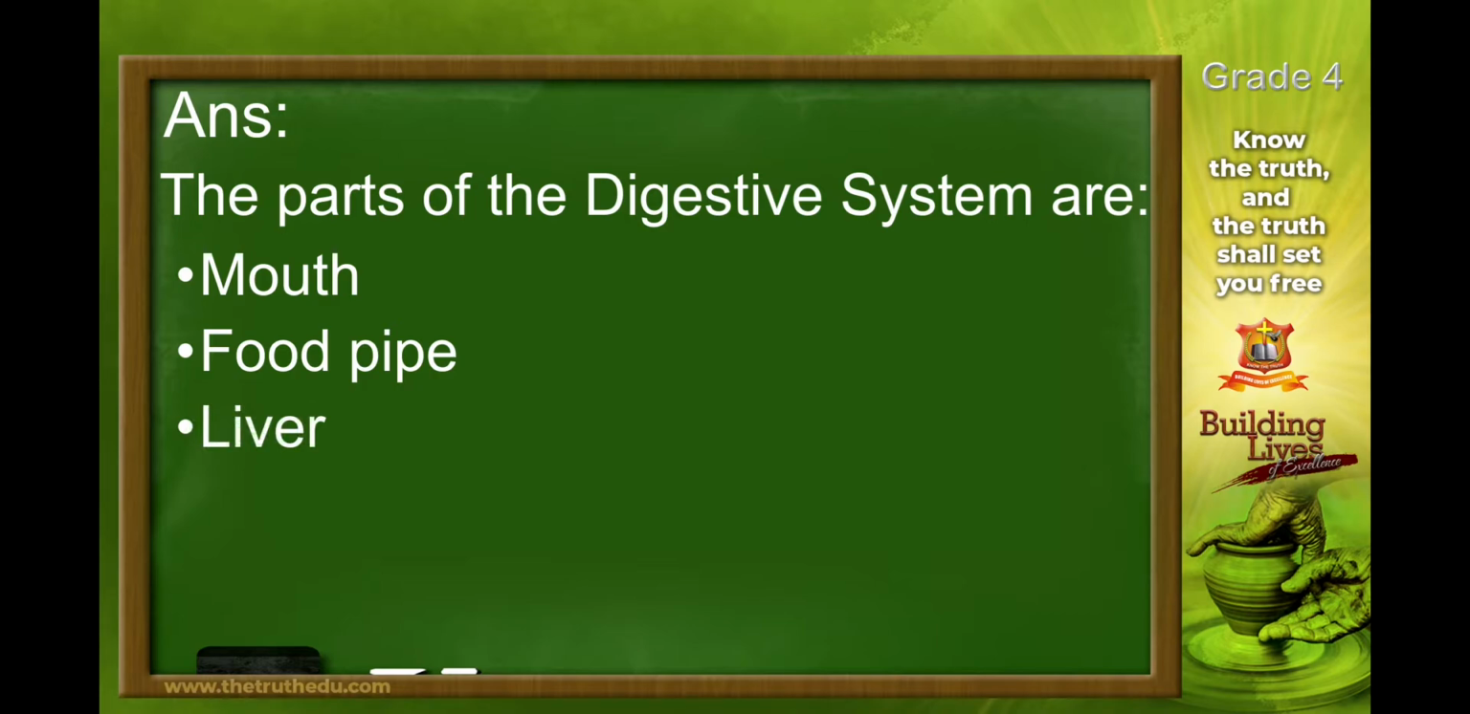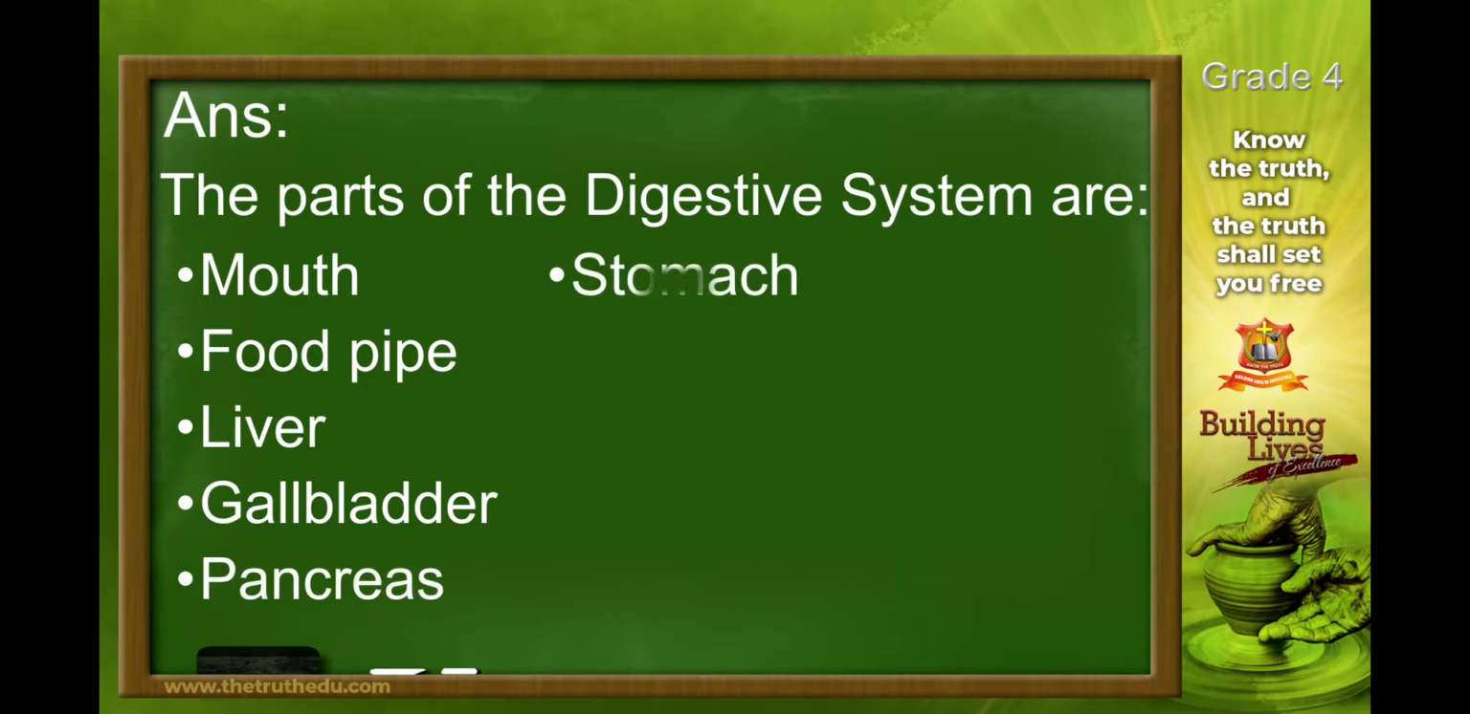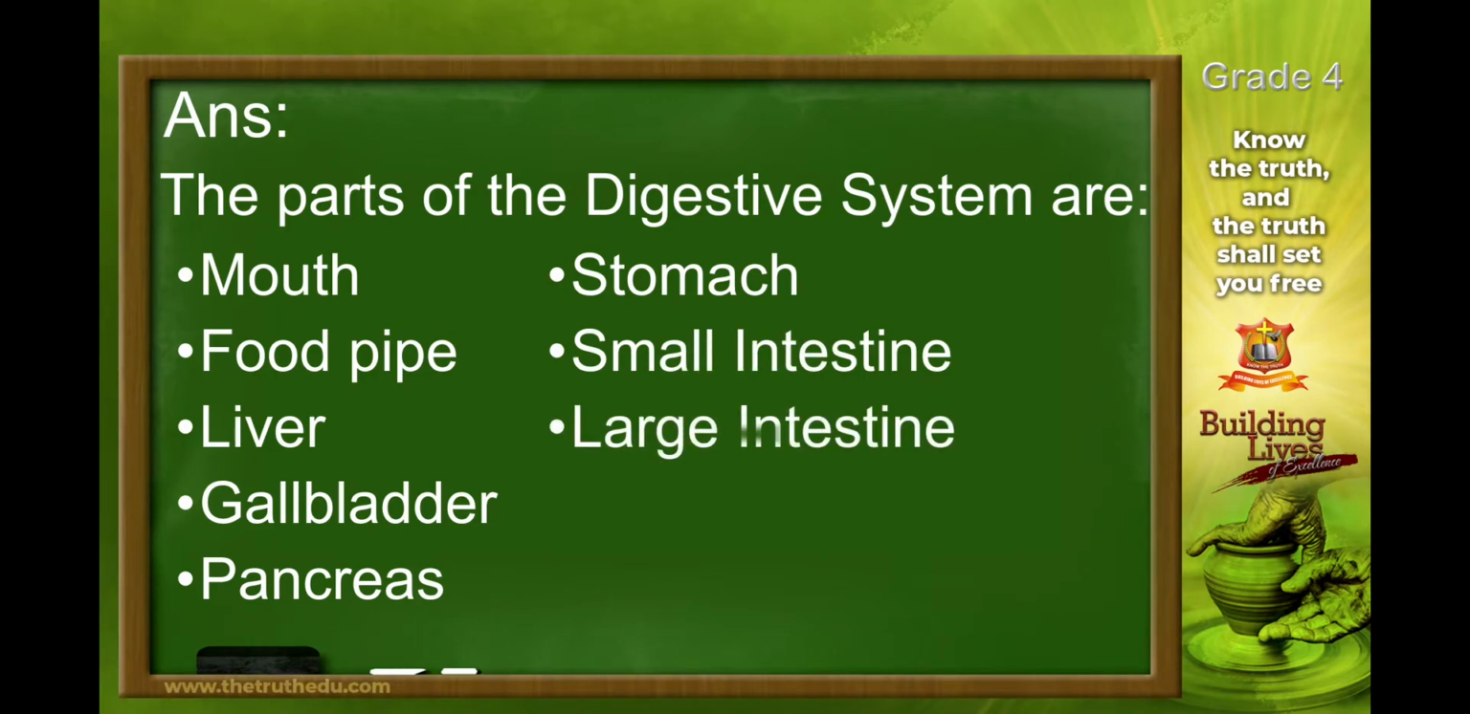And then comes the liver, the gallbladder, the pancreas, the stomach, the small intestine, the large intestine, the rectum, and the anus. Okay, there are 10 parts. You can pause the video and look again. The mouth, the food pipe, the liver, the gallbladder, the pancreas, the stomach, the small intestine, the large intestine, the rectum, and the anus.